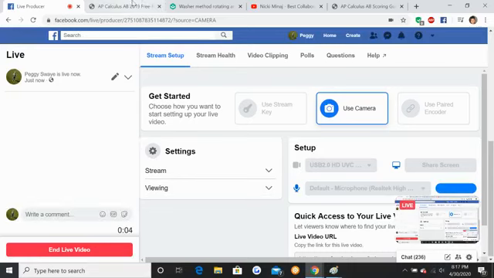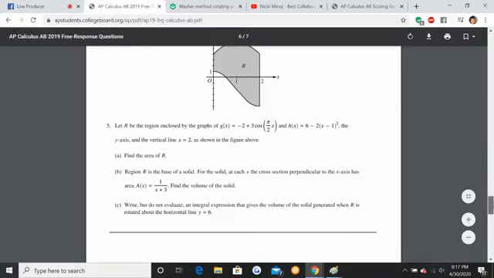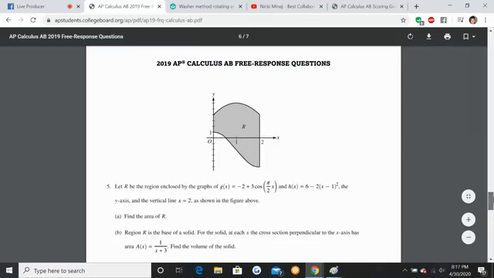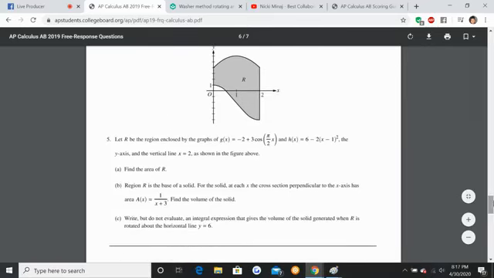All right, y'all. So we're gonna work on question 5 of the same test, 2019 AP Calc exam review. I'm gonna walk through part A, B, and C for you guys today.